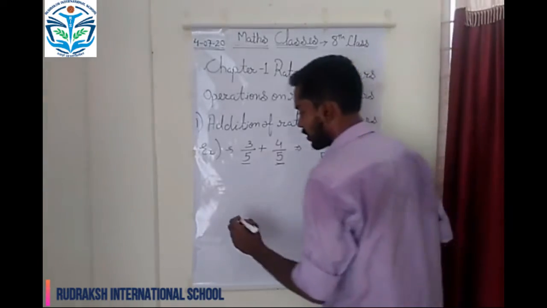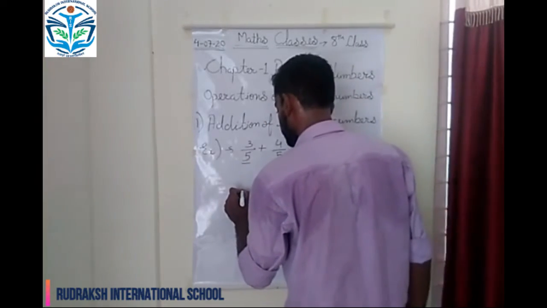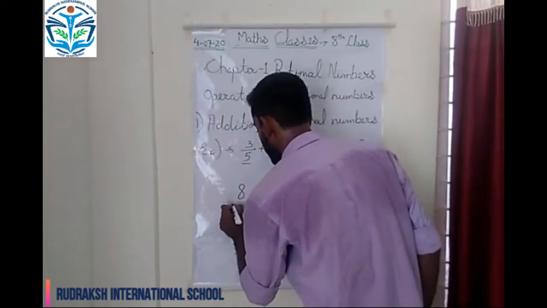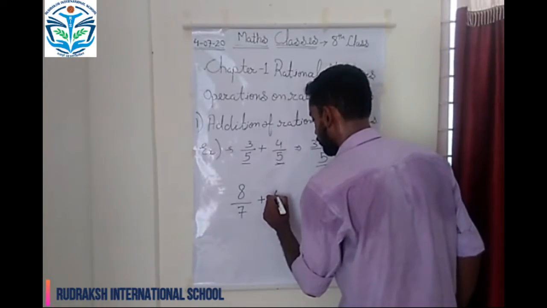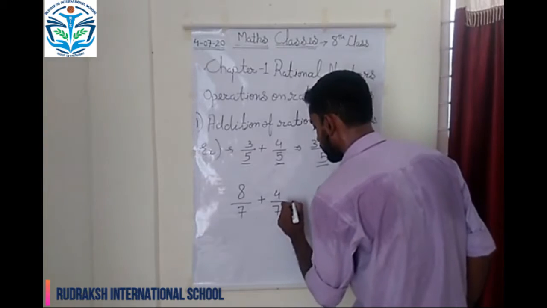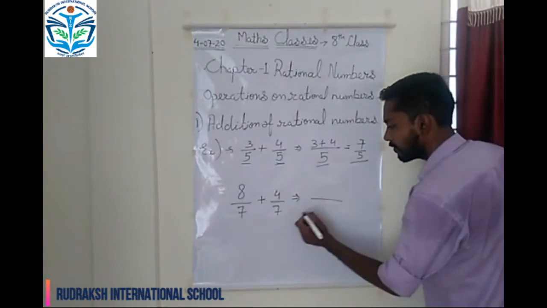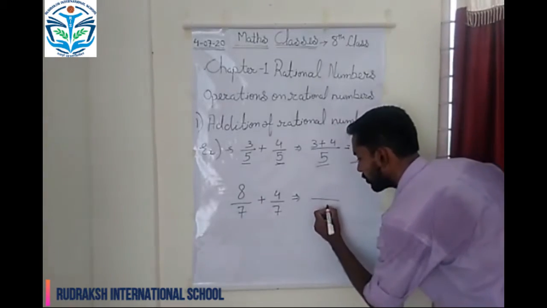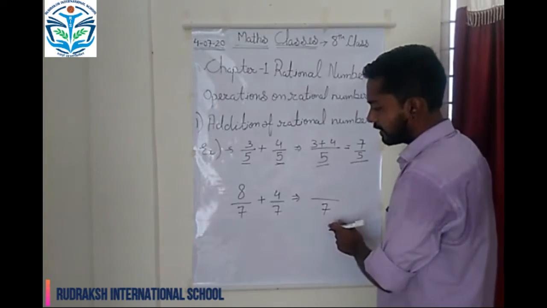Let's do one more example, like 8/7 plus 4/7. Here also you have to do the same thing. You can see that the denominator in both the numbers is common, so you have to write the same denominator here. You don't have to do anything else here, just write the same denominator.